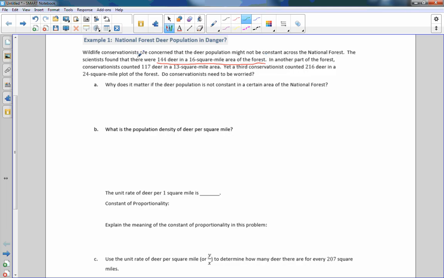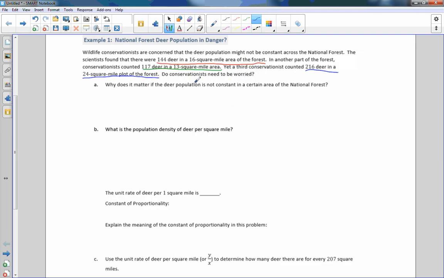In another part of the forest, conservationists counted 117 deer in a 13 square mile area, yet a third conservationist counted 216 deer in a 24 square mile forest. Do conservationists need to be worried? Do they need to be worried?